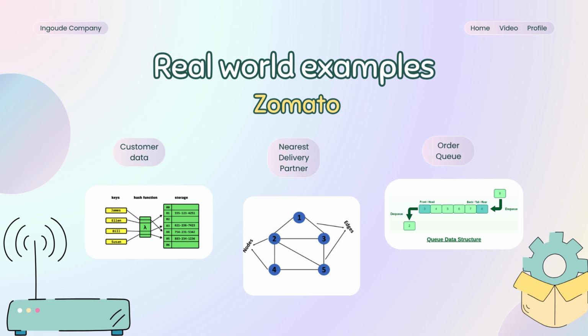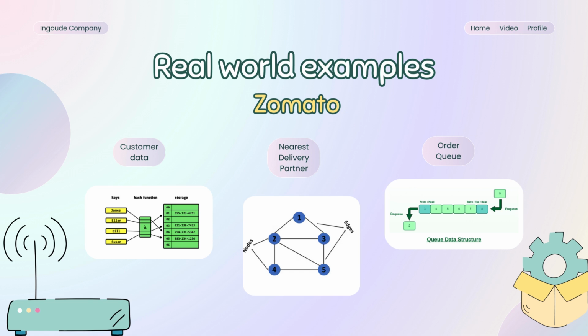Now, I'm giving you a real-world example. Suppose you are building an app like Swiggy or Zomato. At first, what will you need? You will need to store the customer data. Using what will you store it? Using hash maps.